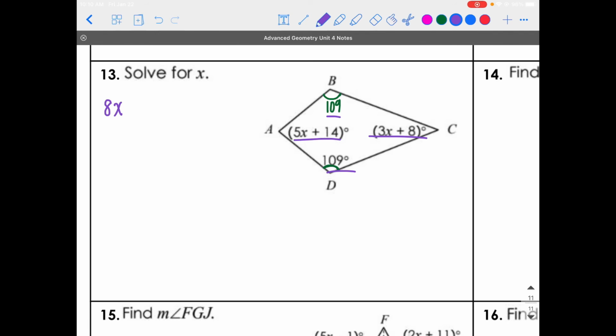Then if I add 109, 14, 109, and 8, we get 240. I'm setting that equal to 360 because any quadrilateral has 360 degrees. Then when I subtract 240, we get 8x equals 120, and x equals 15.